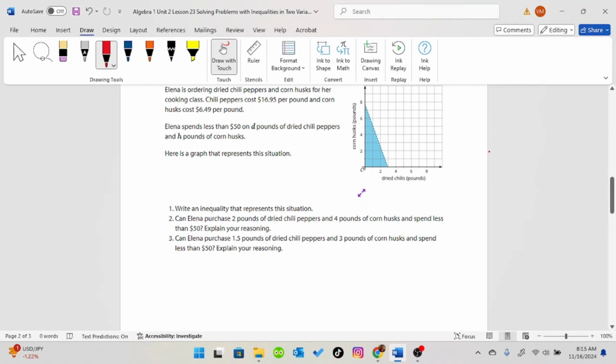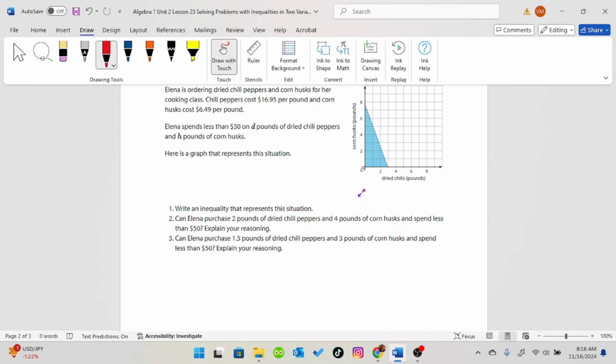Our next practice problem says, Elena is ordering dried chili peppers and corn husks for her cooking class. Chili peppers cost $16.95 per pound, and corn husks cost $6.49 per pound. Elena spends less than $50 on D pounds of dried chili peppers and H pounds of corn husks. Here is a graph that represents the situation. Number 1, write an inequality that represents this situation.